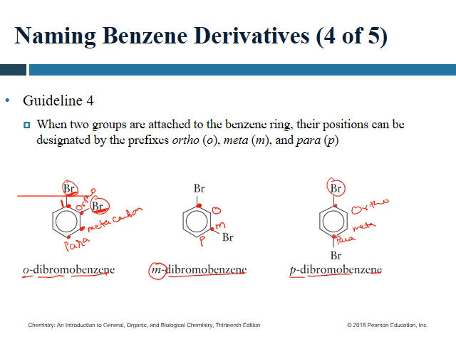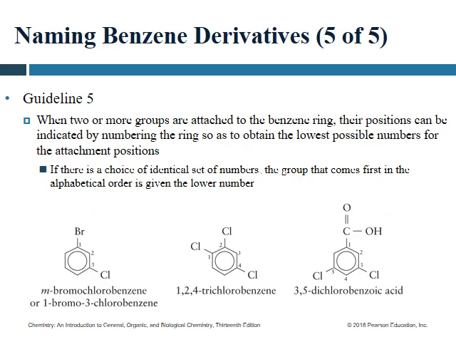So you have to see the first group that is attached to the benzene and where the other group is present, whether it's ortho, para or meta. And the 5th rule says when 2 or more groups are attached to the benzene ring, their position can be indicated by numbering the ring, so as to obtain the lowest number for the attachment position.